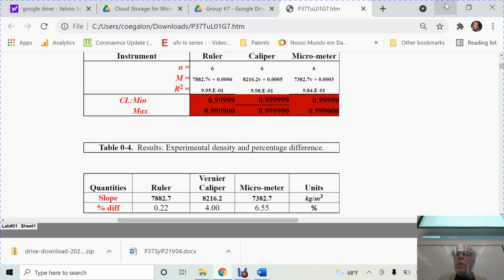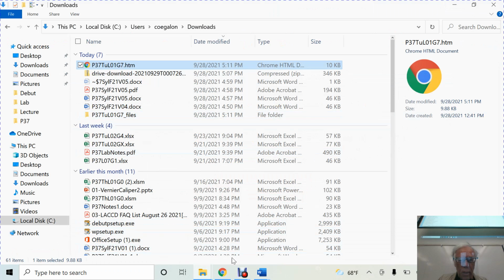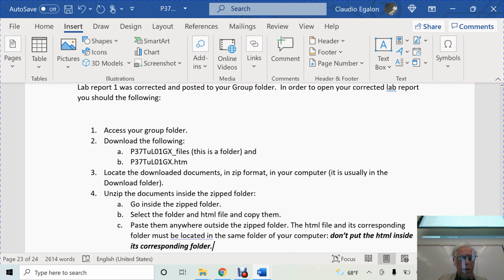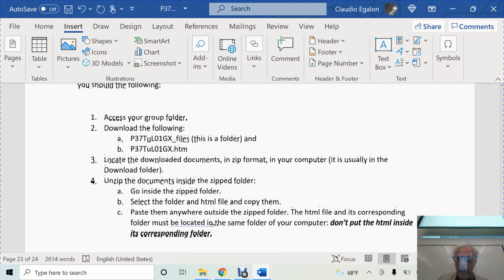So let me see here. Corresponding folder. Don't put the HTML inside this corresponding folder, okay?